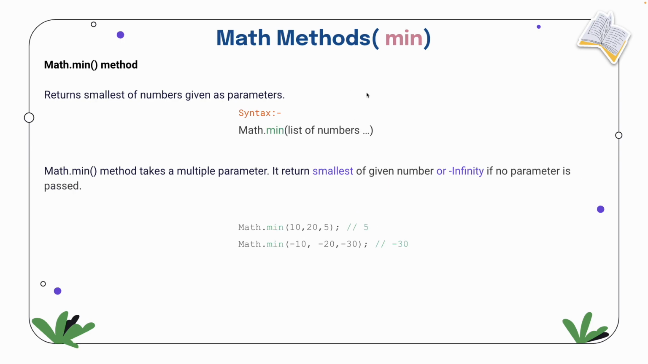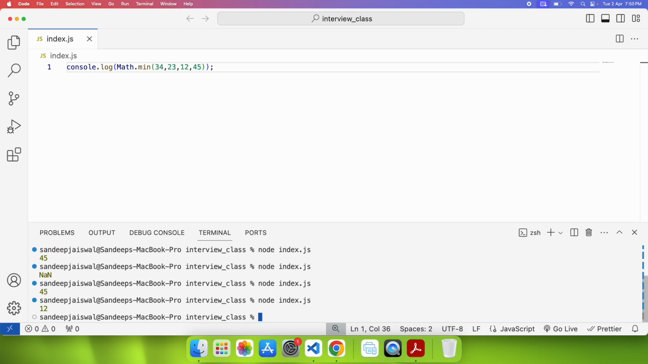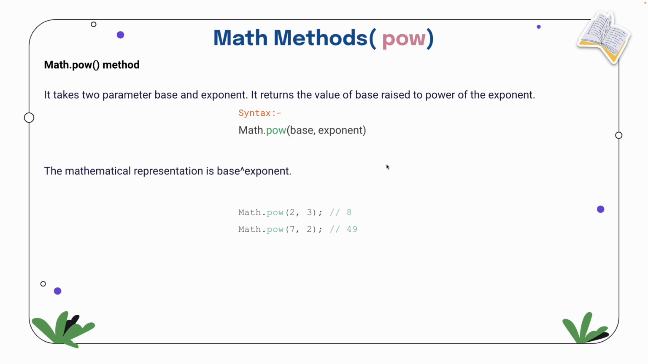Next is Math.min. Same, the opposite of max, it will calculate the minimum of the numbers, the smallest number. So we'll just go for min and calculate. The minimum is 12, so it will just come 12. So that's Math.min.